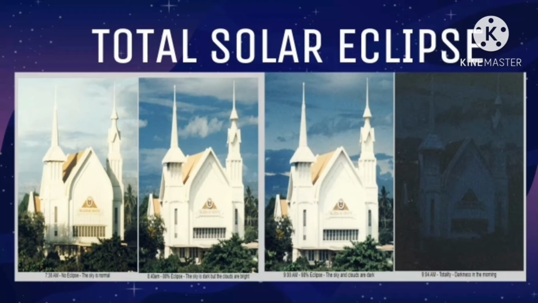Also, an example of total solar eclipse: at 7:30 a.m., no eclipse, the sky is normal. At 8:40 a.m., 80% of eclipse, the sky is dark but the clouds are bright. At 9 a.m., 98% of eclipse, the sky and clouds are dark. And at 9:04 a.m., the totality of eclipse, it occurs the darkness in the morning.